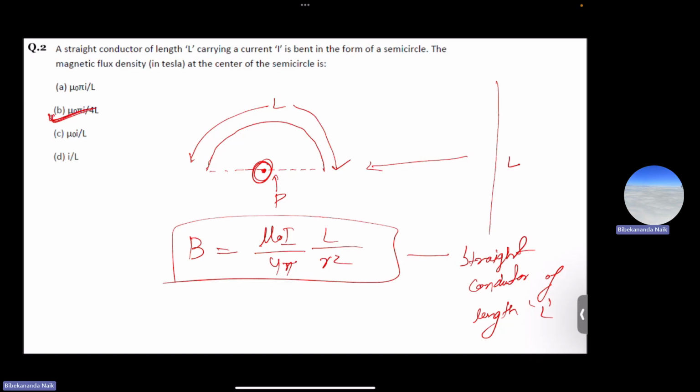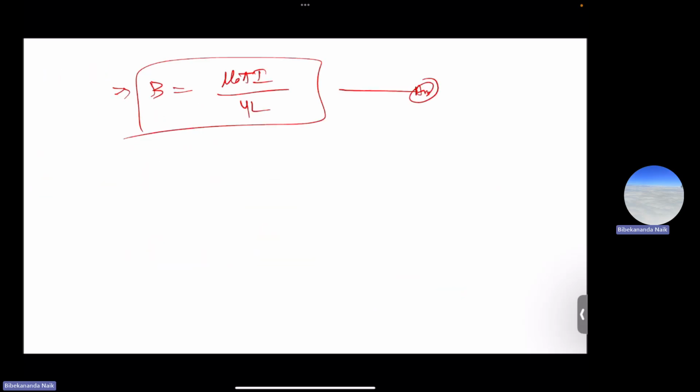Is this clear to you? So we know this is the expression for a straight conductor of length L. So when we bend it to a semicircle, then the length remains the same. So this becomes pi r. So this is r, and this L is equal to pi r. So we calculated and we got mu 0 pi I by 4L.